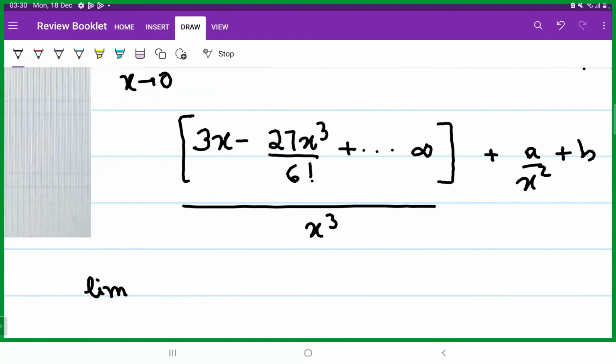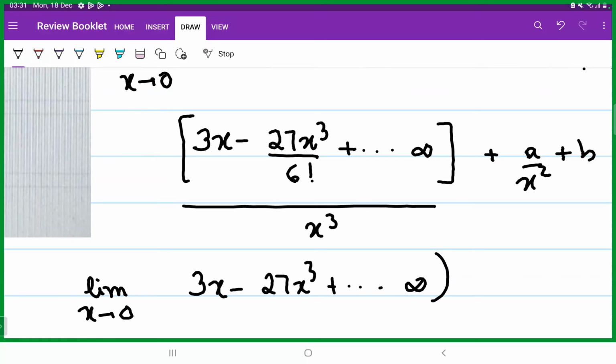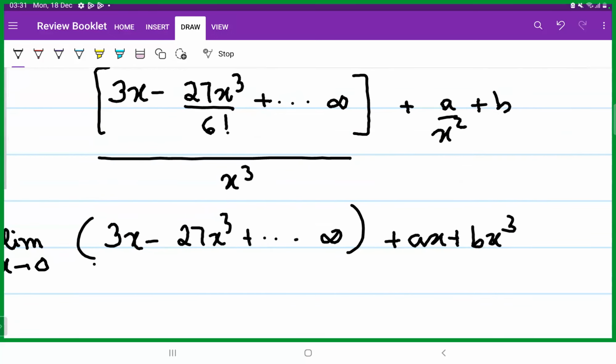So again, limit x tends to 0. If we now multiply this x cube on every side, we will have 3x minus 27x cube plus till infinity over here plus ax plus bx cube, this entire thing divided by x cube.